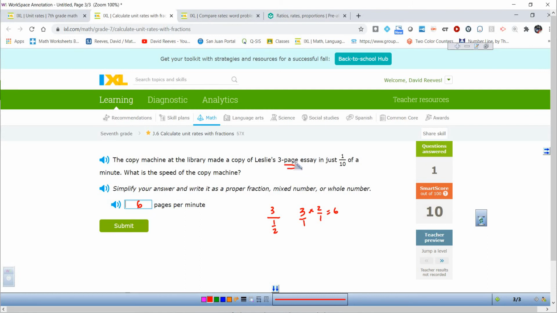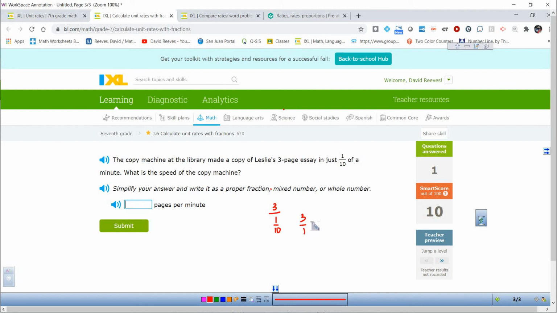So think about it. If it did 3 pages in 1/10 of a minute, all right? That's not right. 3 divided by 1/2 is, oh, because it's not 1/2. It's 1/10, Mr. Reeves. I know Alec is like, Mr. Reeves, you're wasting more of my time. All right. 3 divided by 1/10. Did you see that, though? Did you see how your math teacher got an answer and he didn't just accept the answer? He thought about it critically, right? If it did 3 pages in 1/10 of a minute, it certainly didn't do 6 pages in a full minute, right? See, I caught my own error.